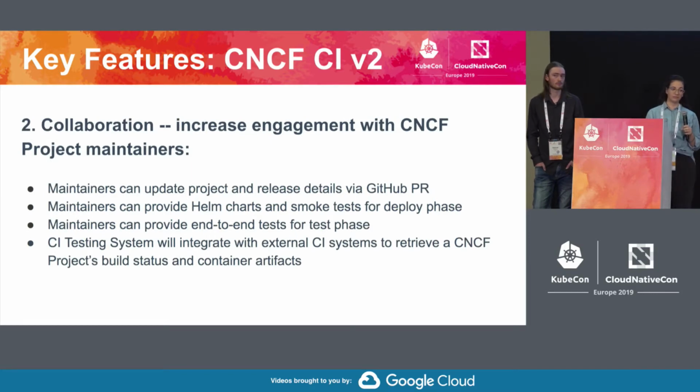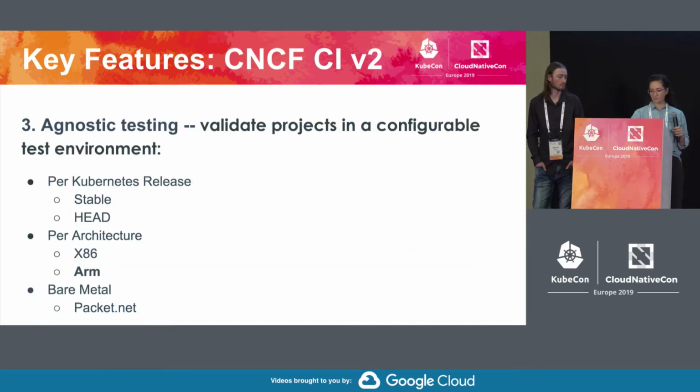Secondly, collaboration. We want to increase engagement with the CNCF project maintainers. We'd like the projects to be able to maintain the project and release details through a pull request. We'd also like to use maintainer-provided Helm charts and smoke tests for the app deploy phase. For the end-to-end test, we welcome contributions from the project maintainers on those. And we wish to integrate the CNCF CI testing system with the project's testing systems on Jenkins, Circle CI, whatever they happen to be using.